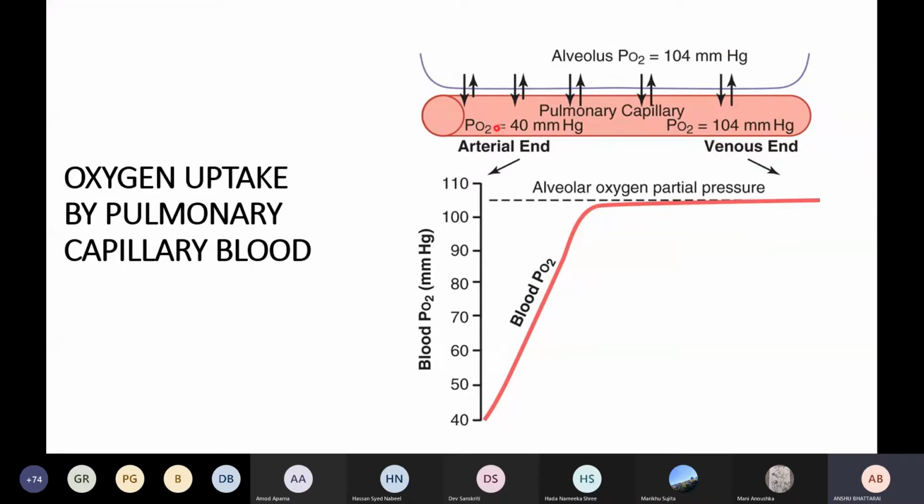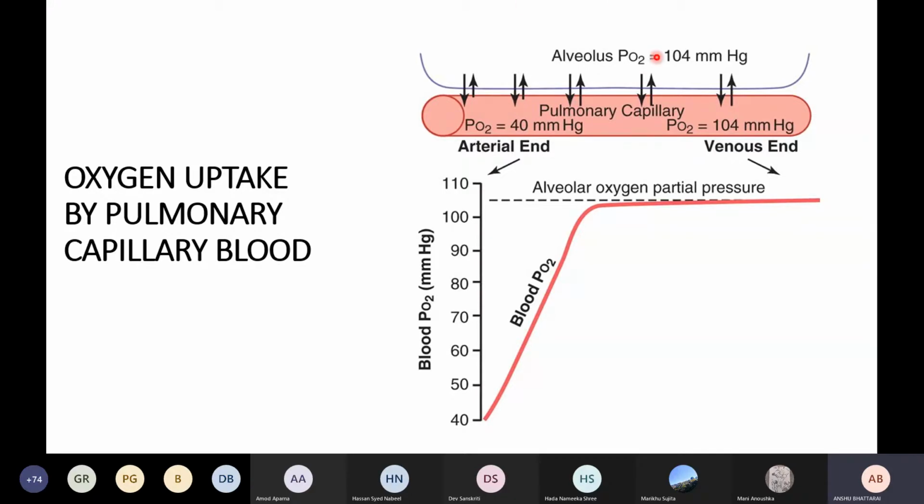It is 104 millimeter of mercury, but first we have to consider the arterial end. What happens? The oxygen is taken up by the different tissues of your body, and when it re-enters the right heart and then goes to the pulmonary capillaries at the arterial end, the partial pressure of oxygen is around 40 millimeter of mercury, right? So the pulmonary capillary at its arterial end averages only 40 millimeter of mercury because a large amount of oxygen was removed from this blood while it passed through the peripheral tissues.